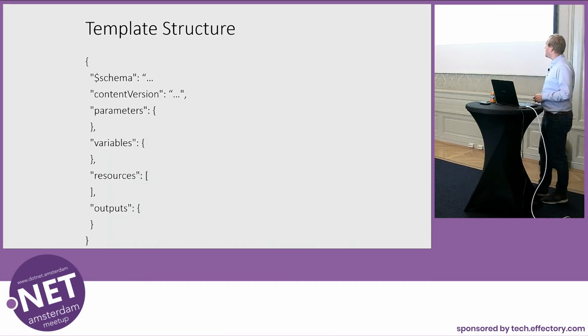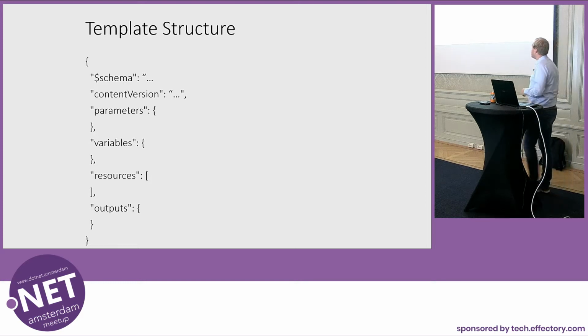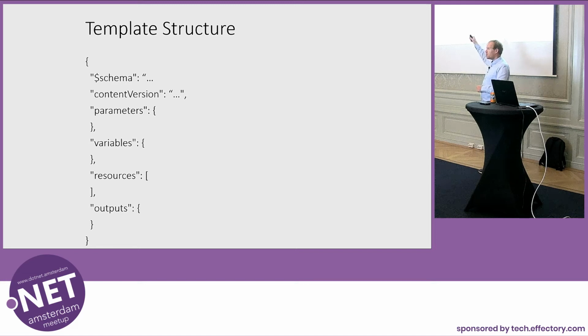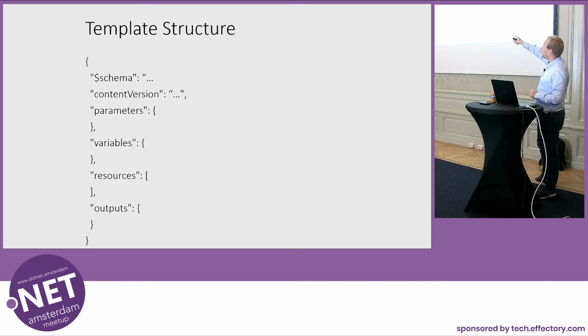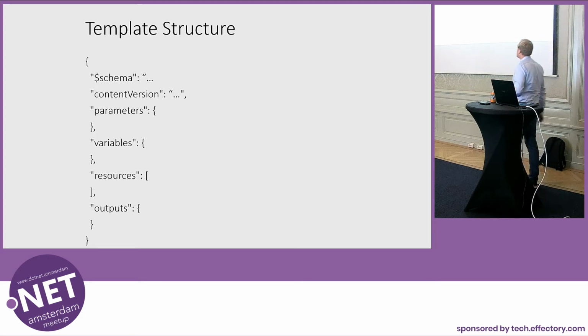So templates are specified in JSON, and they have the following structure. First of all, you're going to specify schema. This is a really long URL that you're going to copy from another already working ARM template. It's the best way about it. Then you can specify content version. This is just for you. Almost all the world leaves it at 1.0.0.0.